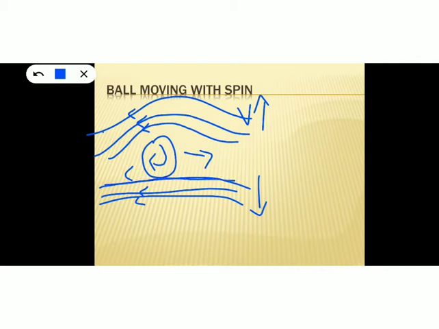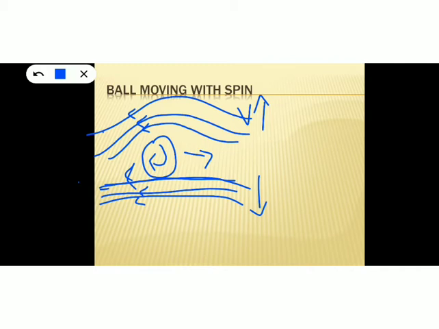If both the air particles are to reach one point simultaneously, the air particles above the ball should increase their velocity. Then only they can reach simultaneously with the air particles below the ball. So the air particles above the ball have to increase their velocity. There will be a velocity difference between above and below the ball. Above the ball, the velocity will be larger. Below the ball, velocity is smaller.